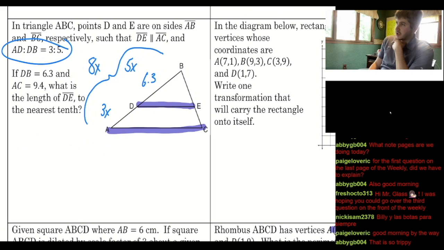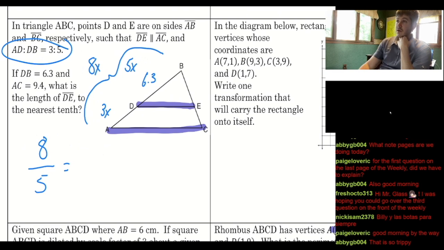They give you the ratio from AD to DB is 3 to 5, but you're comparing an entire triangle. So the best thing to do is use that 8 or 8x. You don't necessarily need to figure out what x is. We kind of did it yesterday without figuring out the 8. But now you have a number to use the entire triangle with. The entire triangle is 8 compared to DB, which is 5.